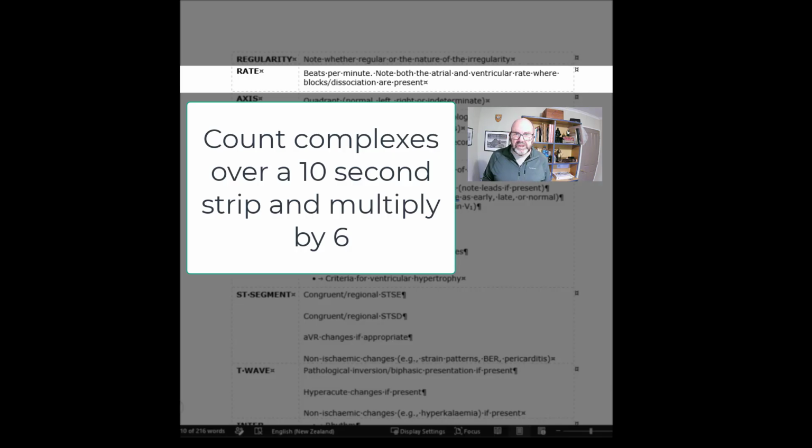You're probably familiar with the 300 and the 1500 methods as described in Hussars. Now these are useful when the rhythm is regular, but notoriously unreliable when this isn't the case, and hence the gold standard to determine the minute rate from a 10-second strip.